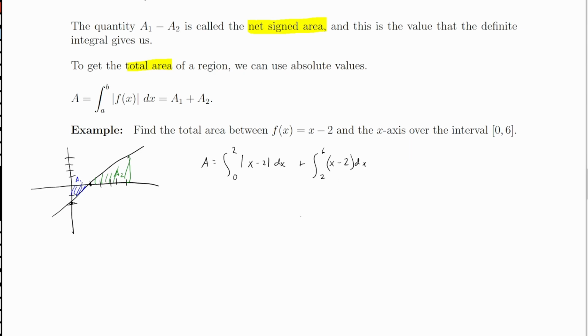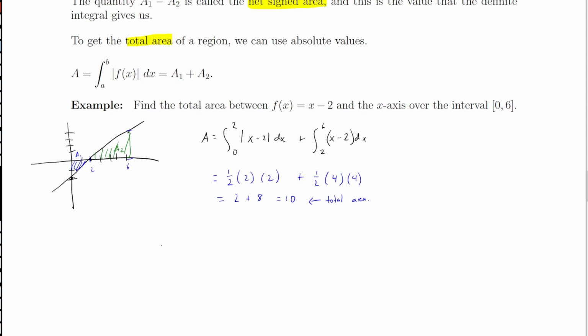Now rather than use a limit of a sum, I can just use geometry. For this first piece, I have a triangle. The formula for the area of a triangle is 1/2 base times height. The base here is 2. The height is 2. For the second one, I have a triangle, 1/2 base times height. We're going from 2 to 6, so the base is 4, and we're going from 0 to 4, so the height is 4. So I have 2 plus 8, or 10. So this is the total area.